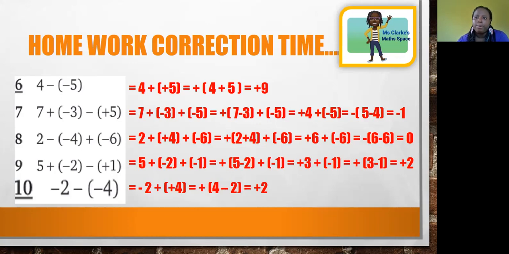All right, so we're on question 10. We have -2 take away -4. So that take away sign now needs to change to a plus sign. And now we're going to add the additive inverse of -4, which is +4. So the question becomes -2 plus +4. And then applying the rules of addition of directed numbers, we are going to get +2 being our answer. Let's move on.